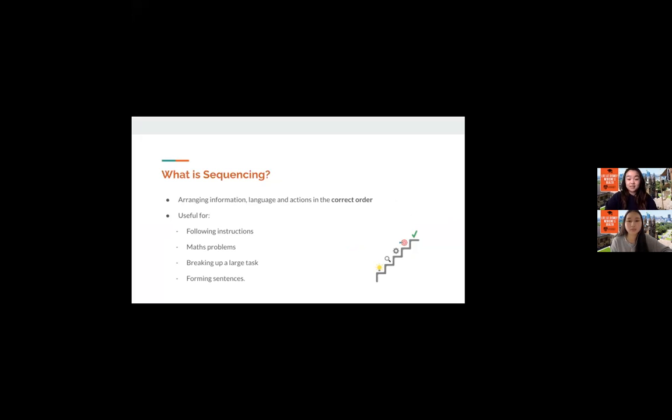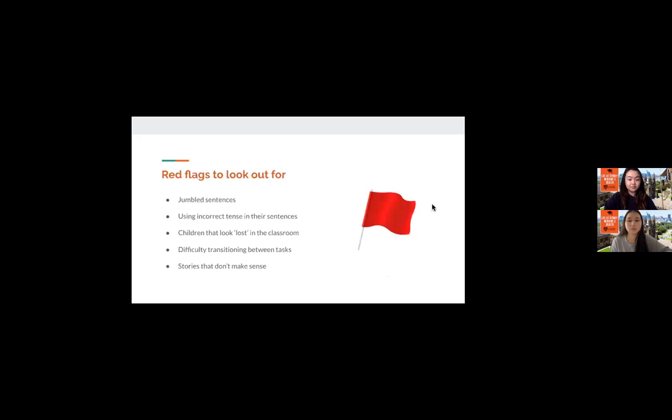It's a foundational skill to many aspects of language, executive functioning skills. So those are your higher order skills that you use to control and coordinate your actions and behaviors, as well as other academic areas. We use sequencing to follow multi-step directions, complete maths problems, break a big task into small tasks to complete, form complete sentences with correct syntax, or tell a story.